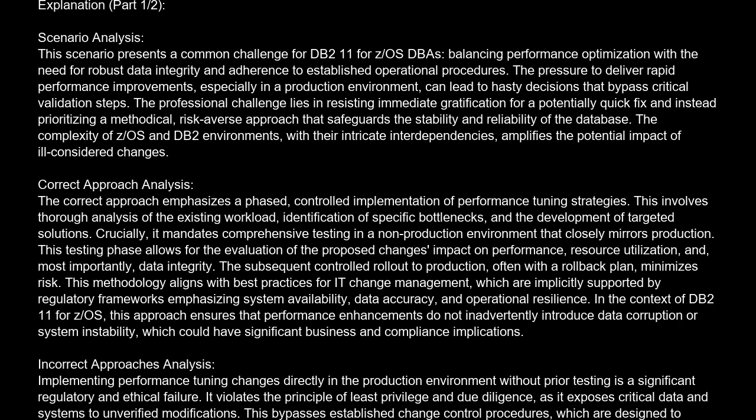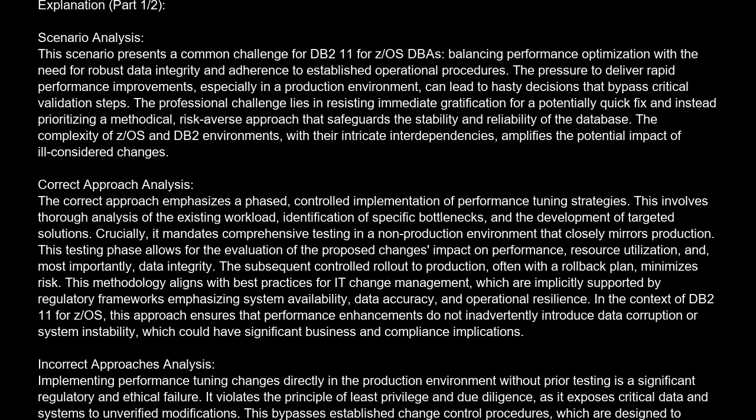This testing phase allows for the evaluation of the proposed changes' impact on performance, resource utilization, and most importantly, data integrity. The subsequent controlled rollout to production, often with a rollback plan, minimizes risk. This methodology aligns with best practices for IT change management, which are implicitly supported by regulatory frameworks emphasizing system availability, data accuracy, and operational resilience. In the context of DB2 for z/OS, this approach ensures that performance enhancements do not inadvertently introduce data corruption or system instability, which could have significant business and compliance implications.